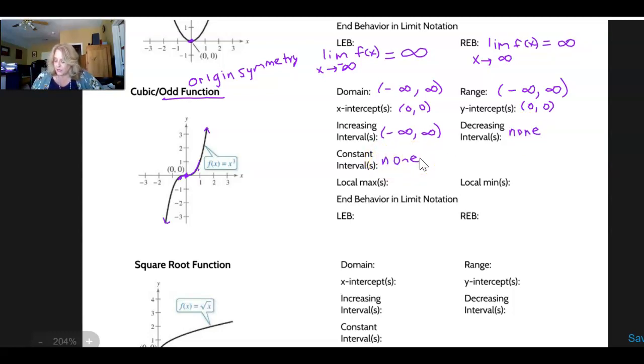And if we look at the local maxes and mins, there's not one, right? Because there's never a low or a high point, and so we would say none here.